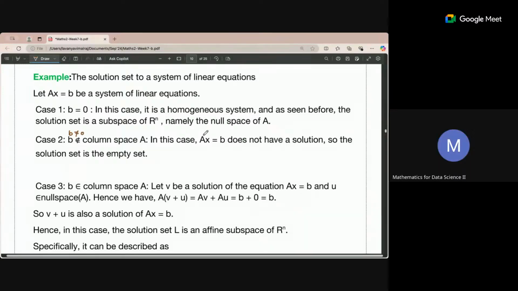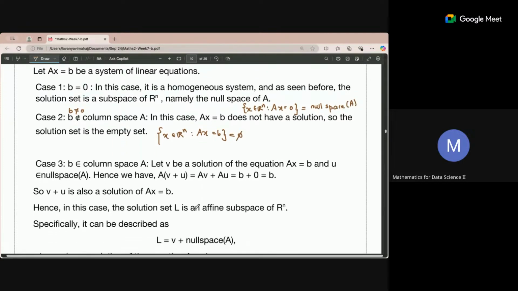In that case, what is the solution set of Ax is equal to b? It is an empty set, right? The set of all x in Rn such that Ax is equal to b is empty. And in this case, the set of all x in Rn such that Ax is equal to 0 is nothing but the null space of A.